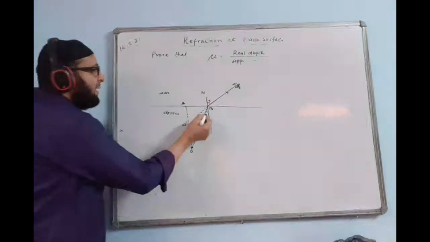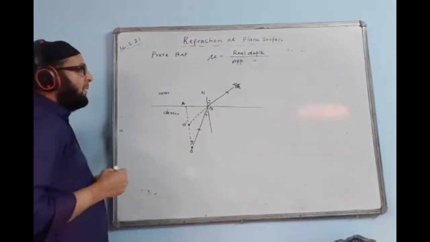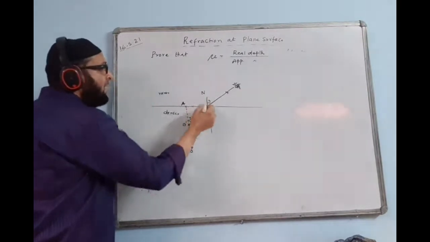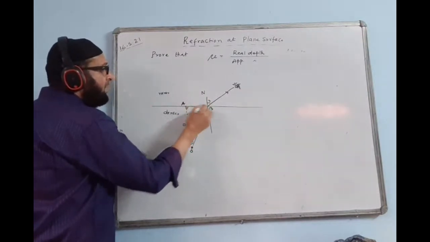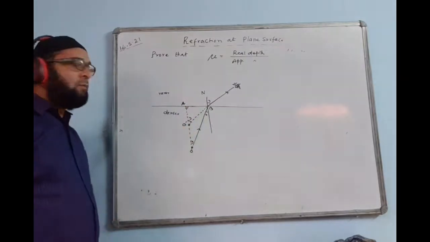You can see if this angle is X, so this angle becomes X, alternate angle, being alternate. If this angle is Y, so this angle will be Y, corresponding angle, because lines are parallel. These two are normal, 90 degrees, also 90 degrees. Corresponding angle, this is Y, so this angle will also be Y.